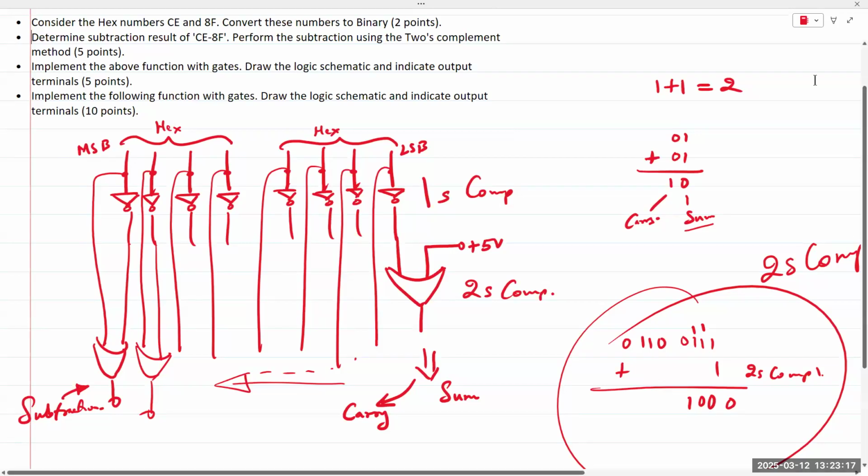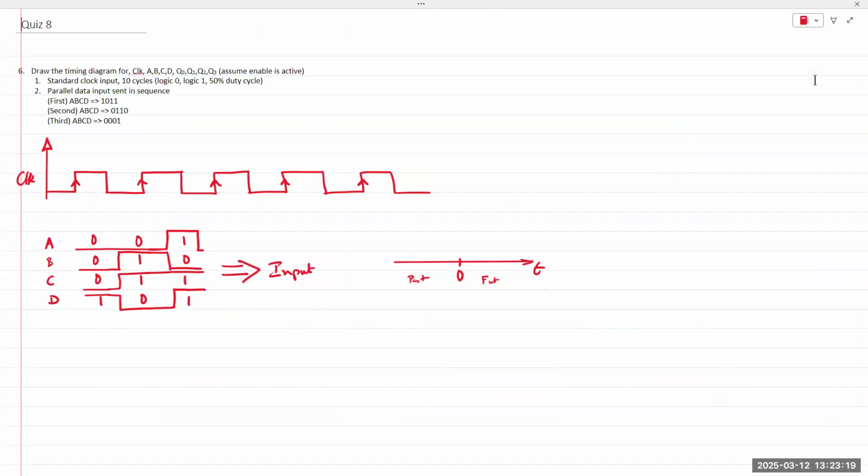Now, quiz 8, again, there was a timing diagram question, sequential logic. First question was, let's see.